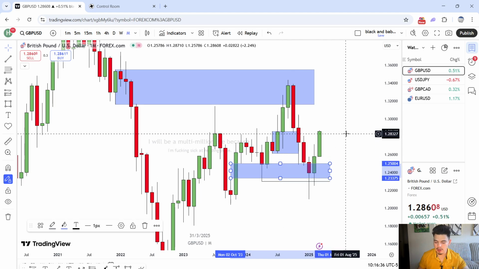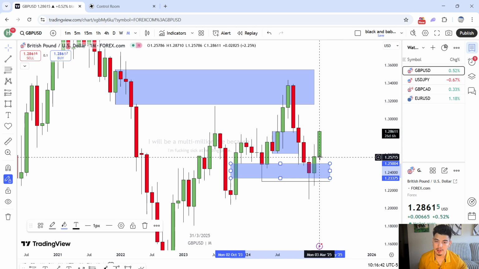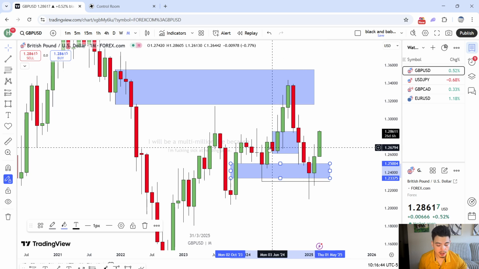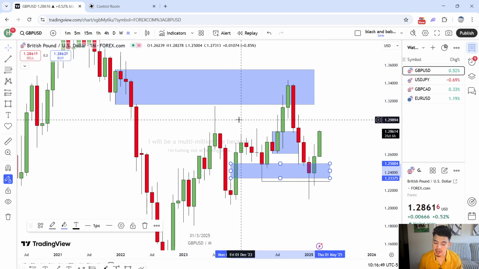Now, how could you have taken advantage of that? You would drop from the monthly to the daily, look for your daily market structure shift bullish with the weekly candle close to confirm it. But we're not worried about that right now, right? We're just looking for top down analysis, to see what price is doing currently versus what it's done.